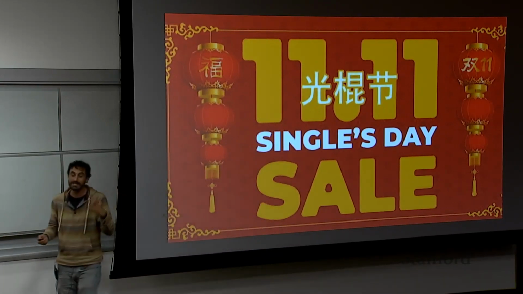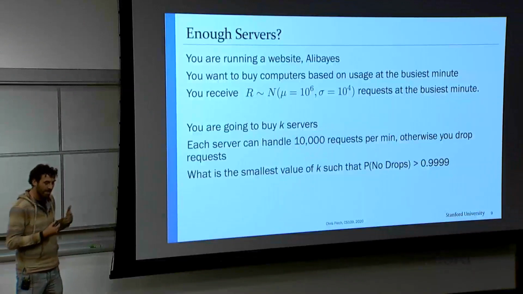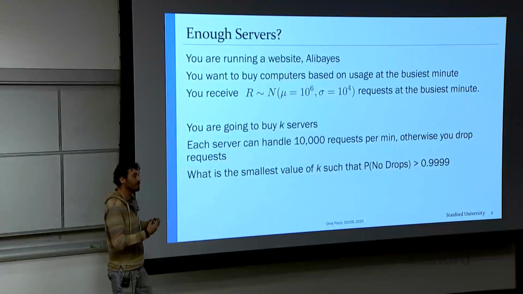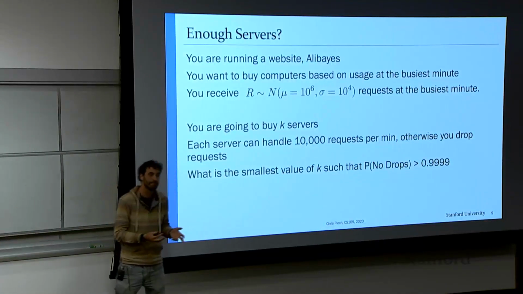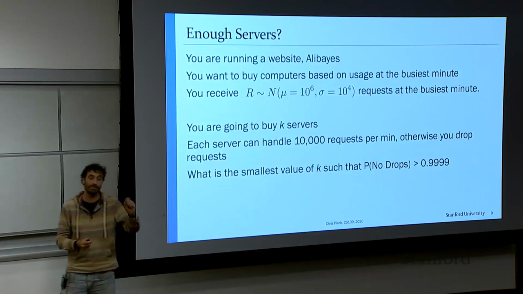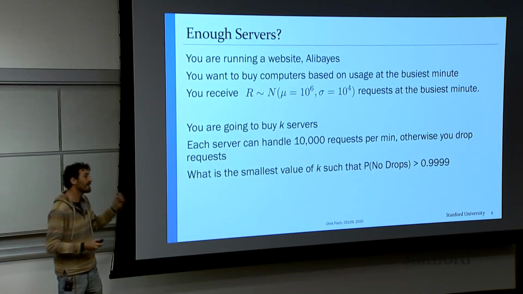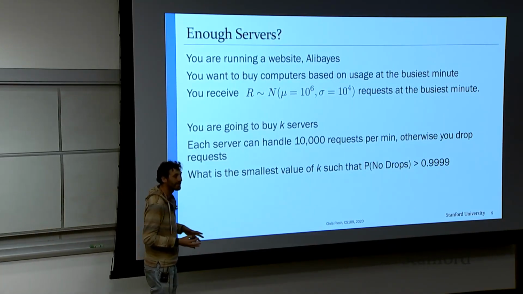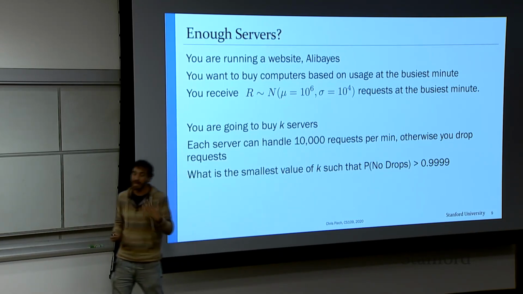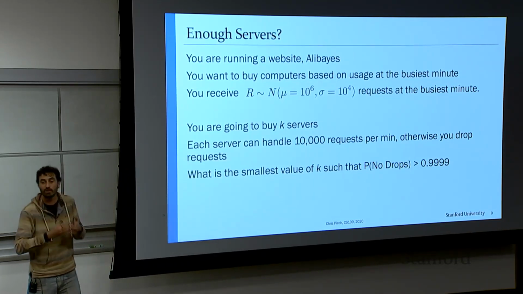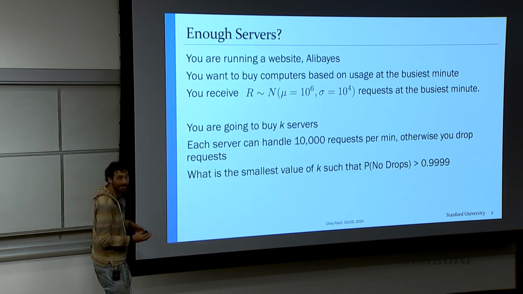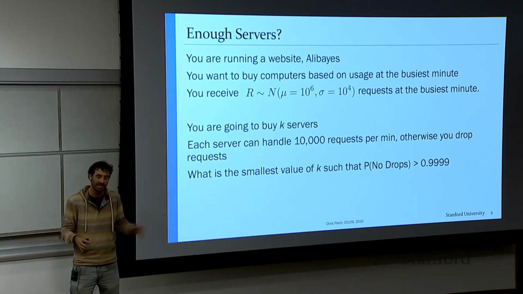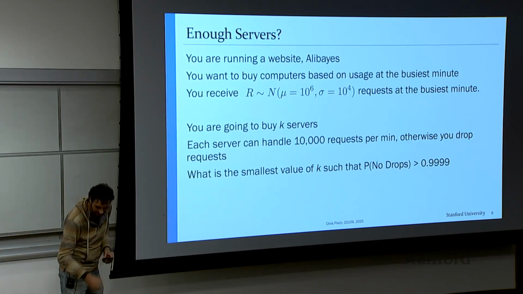That is their busiest day of the year. They will buy computers to host their website, and they want to buy a certain number of computers based on the busiest time of year. They want to buy enough computers that they're pretty confident they will not drop any requests, that even if there are more requests than they expected, they won't drop any. Does the story make sense? Okay, let's talk about the details of the problem.